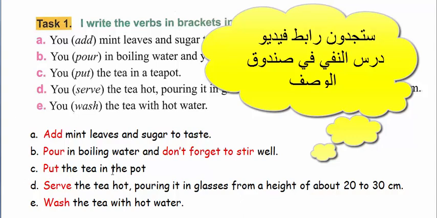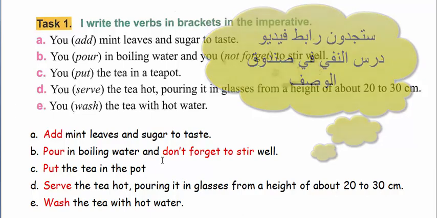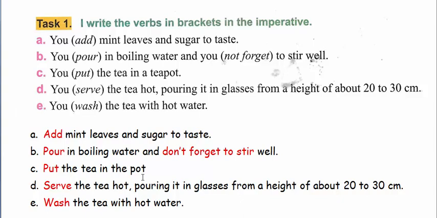Put the tea in the pot. This is the imperative form of put. Serve the tea hot. Serve. We know what serve means from the previous task. Pouring it in glasses from a height of about 20 to 30 centimeters. Wash the tea with hot water. This is the answer of task 1, page 114.